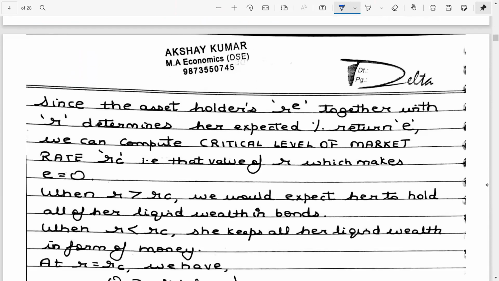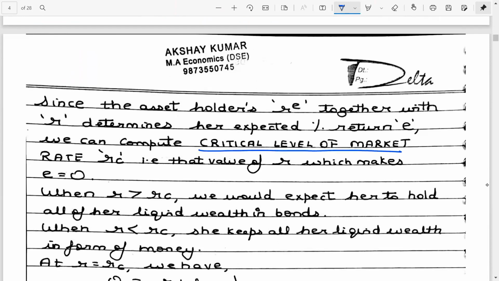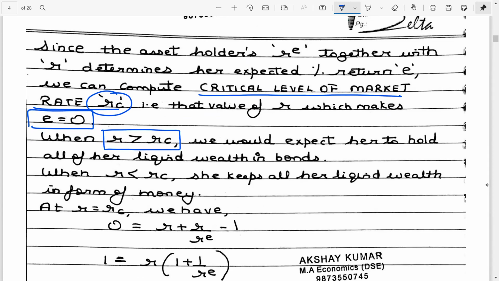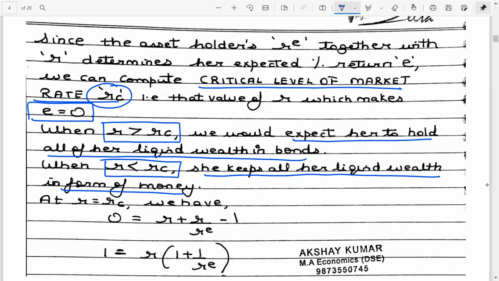Okay, so clearly all students can see now we have derived the critical level of market rate. The critical level RC is that level of interest rate which makes E exactly equal to 0. Now when R is greater than RC, when the actual interest rate exceeds the critical level, returns from holding bonds exceed the returns from holding money. So we expect her to hold all her liquid wealth in the form of bonds. When R is less than RC, returns from holding bonds are less than the returns from holding money. We expect her to hold all her liquid wealth in the form of money.